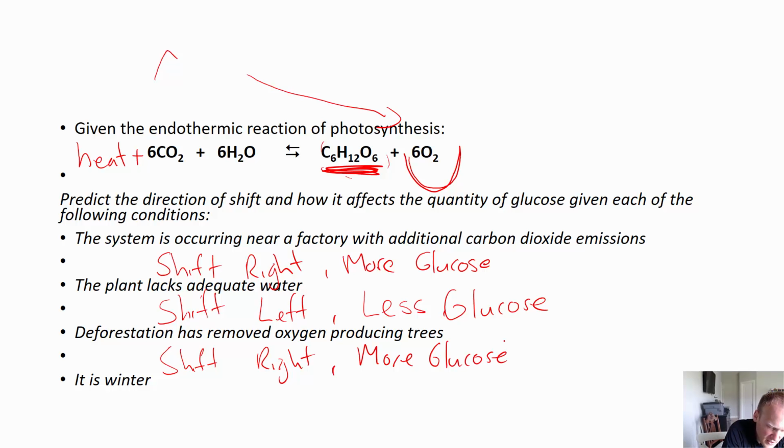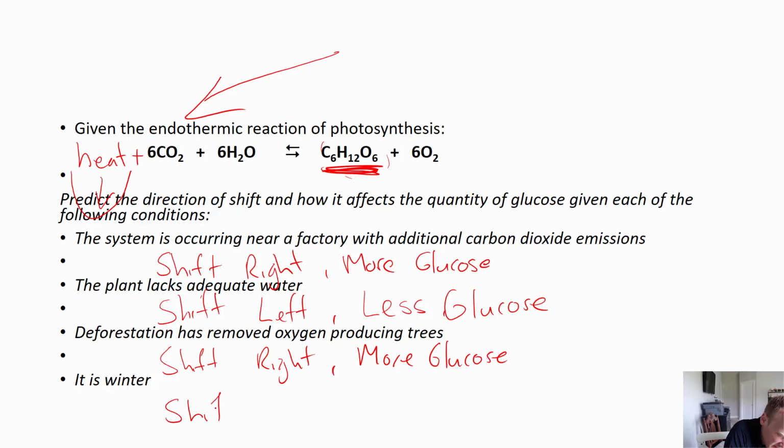It is winter. What's that trying to tell us? It's trying to tell us it's cold, meaning that we have less heat. We have a hole of heat, which means it's shifting toward that way, which means it's going to shift left and have less glucose.